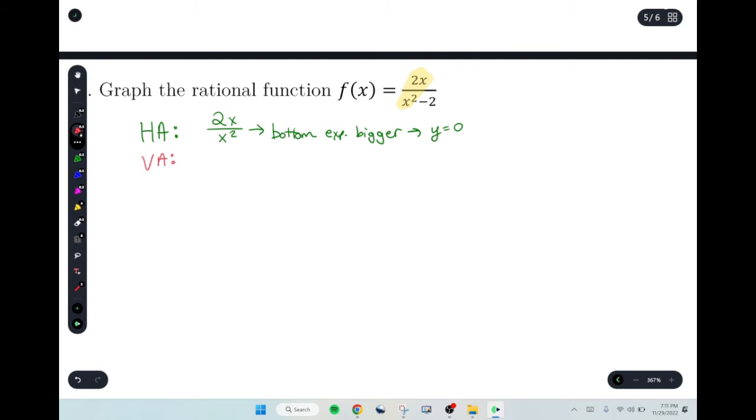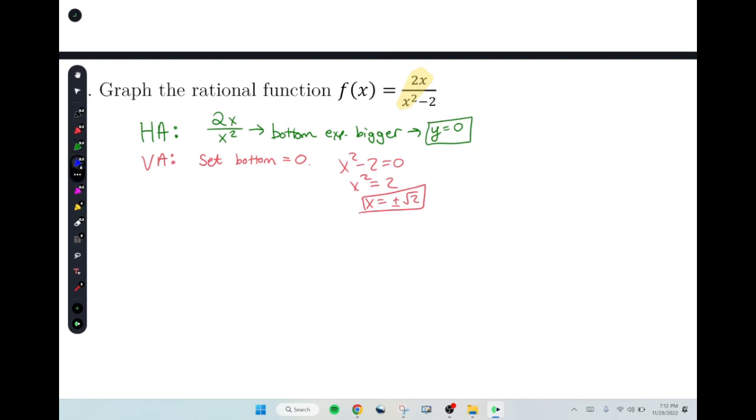And how do you find a vertical asymptote? You set the bottom equal to 0. So x squared minus 2 equals 0, which means that x squared equals 2, which means that x equals plus or minus root 2. There's your vertical asymptotes, and there's your horizontal asymptote. 3 more things.